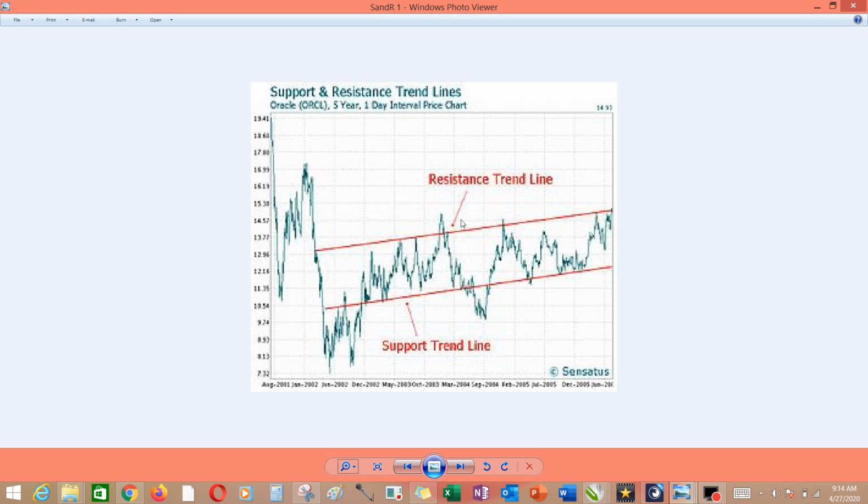I'm very sorry the image is not very clear, because it was a small image and I tried to zoom it out, and I think it affected the appearance. Okay, this is it. The upper part of the chart, that is the red line, is the resistance line, while the lower part is the support line.